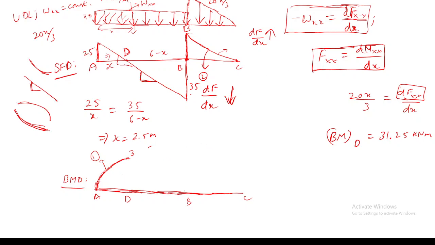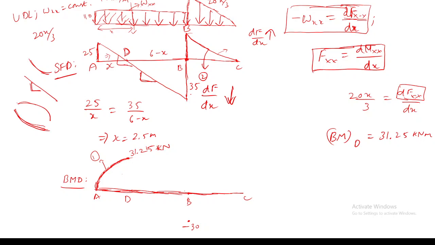Now we have drawn the parabola from A to D, which is 31.25 kilonewtons. This is the bending moment at point D. Then from point D to B, what is the variation? For example, what is the bending moment which you got at point B from the calculation which you have done? Minus 30. So this is minus 30. So from here to here, you have to come by some parabola, because here the shear force is actually varying. So here it should be a parabola.